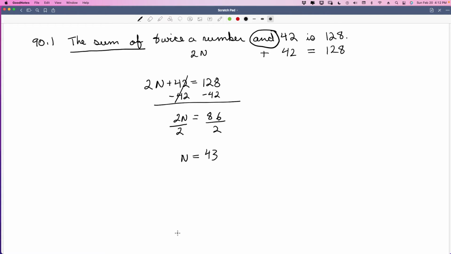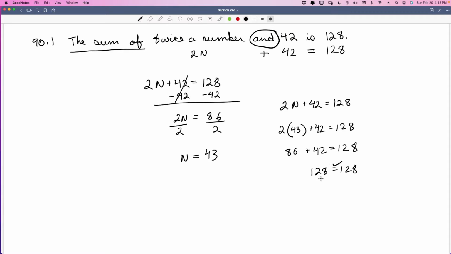Here's the most important thing that you can do whenever you solve an algebraic equation or an algebraic expression. What you want to do is you want to take the number that you solved for and put it back in the original equation. We want to take that original expression, 2n plus 42 equals 128. And what we want to do is we want to take this n, 43, and put it back in here. 2 times 43 plus 42 is equal to 128. 2 times 43 is 86. And now we check that. 86 plus 42. If you pull up your calculator, you can add those together and you will see that 128 is equal to 128.